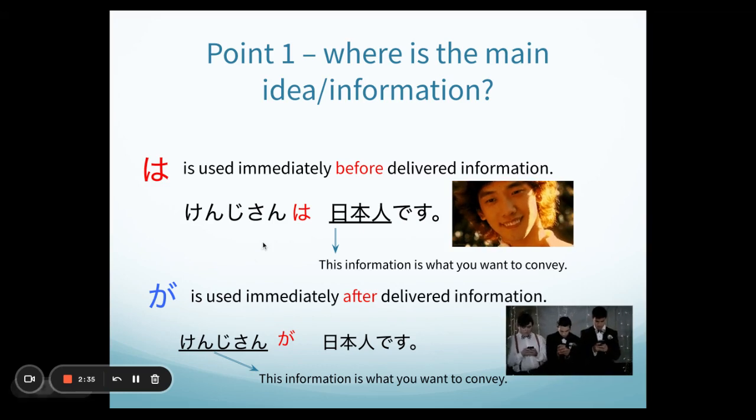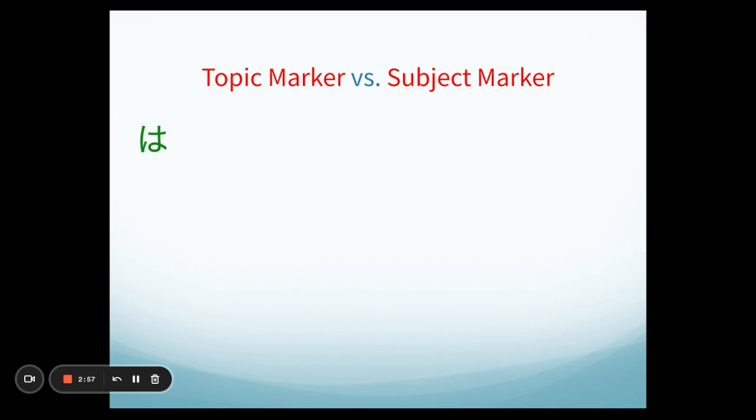So I would say with wa, something that is before wa, you can omit it and you can still have a conversation, versus without Kenji-san, you can't really talk about it, because you want to point at Kenji, who happens to be the Japanese guy. So wa is known as the topic marker and ga is known as the subject marker.